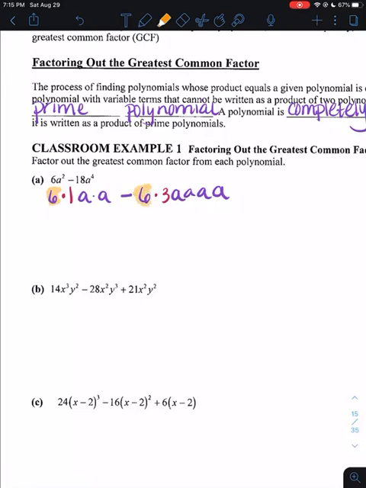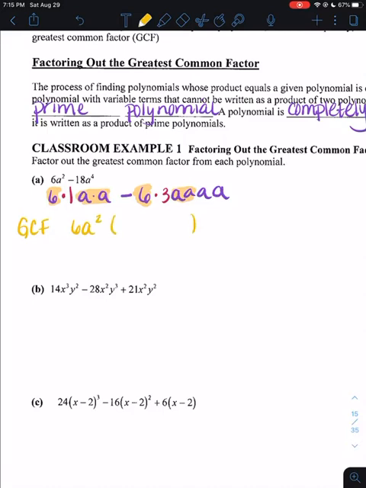Then I want to highlight how many a's I can take away from both terms. The greatest amount of a's that I can get from both would be 2 a's, or a squared. So I can highlight 2 a's over here, and 2 a's over there. The stuff that I have in yellow is the greatest common factor. So my greatest common factor, or GCF for short, is going to be a 6 and 2 a's highlighted, so this would be 6a squared.